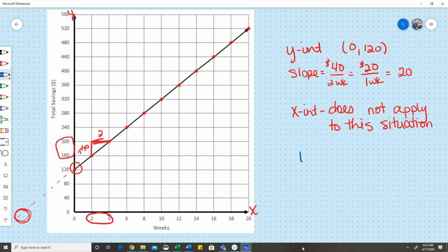But I want to go ahead and write the equation for this. Let's say I want to know how much money will be in this account after 52 weeks, a year, okay? But I don't want to have to plot out this whole graph for it. So what I'm going to do is write the equation. Now remember, my y-intercept, the y value is my b, and my slope is my m. So when I put it into slope-intercept form, it's 20x plus 120. And if I want to know how much money is going to be in that account after 52 weeks, I just plug a 52 in for my x.